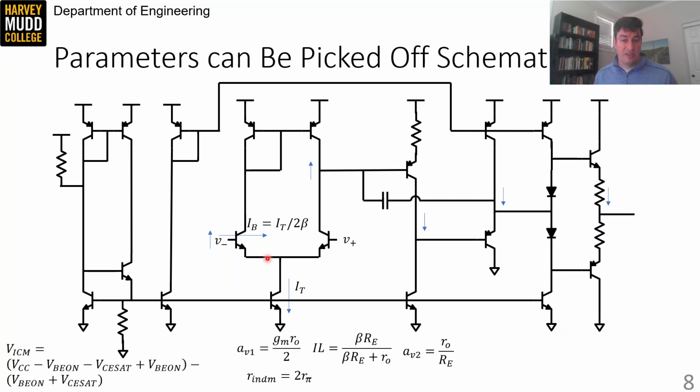The input common mode range is limited by a VO max and a VO min. VO min is VBE on plus VCE sat. And that expression comes from the VBE on of the input device and the VCE sat of the tail device. VO max is VCC minus VBE on minus VCE sat plus VBE on. And that expression comes from VBE on in the mirror, VCE sat of the input device, and VBE on of the input device.